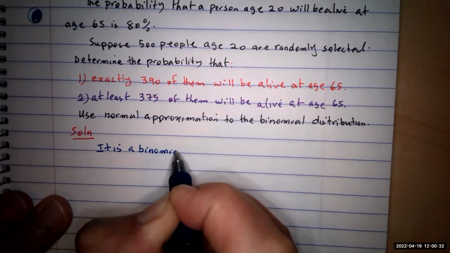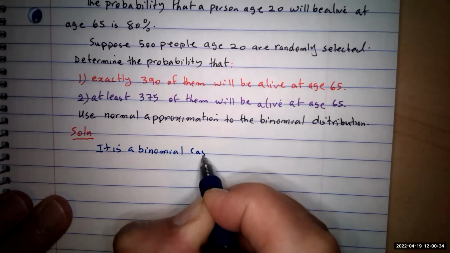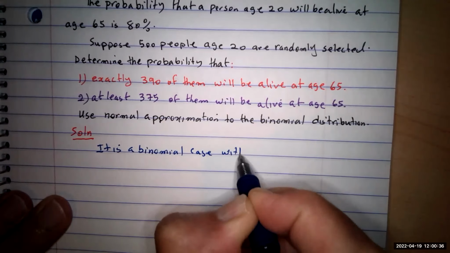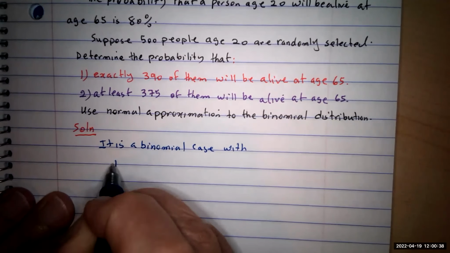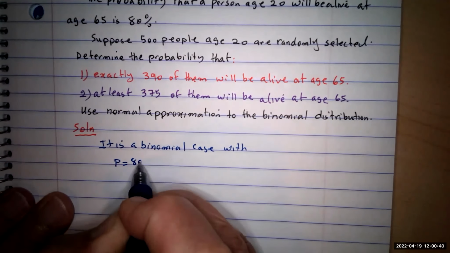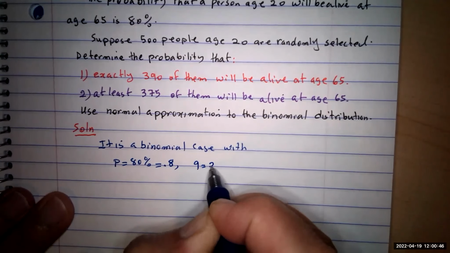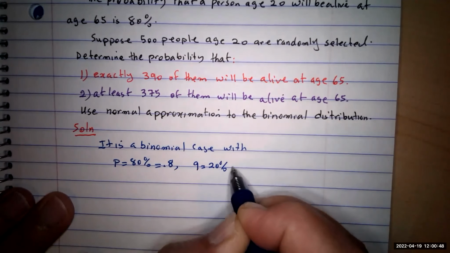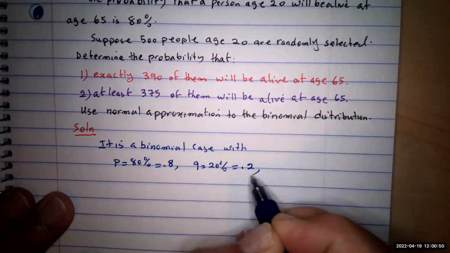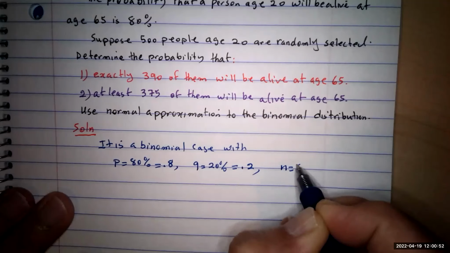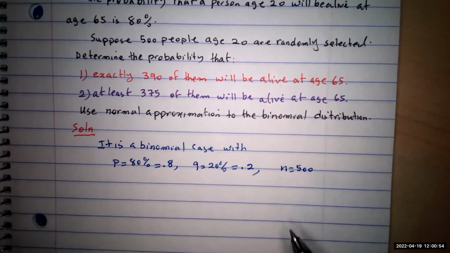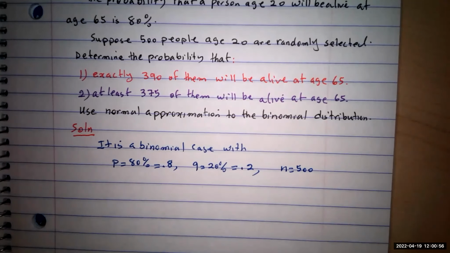It's a binomial case with binomial information. P is equal to 80%, which is 0.8, and Q is equal to 20%, which is 0.2, and a sample size of 500. We did this problem before, but the sample size was 4. And it's going to be huge.